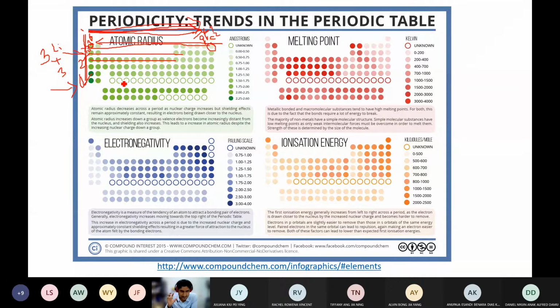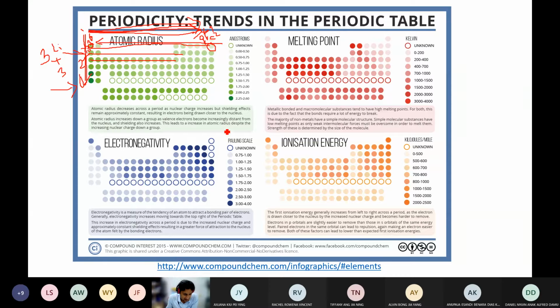Okay, and this characteristic will also explain the electronegativity and ionization energy and so on. So we will talk in a bit about those. Okay, so ionization energy, melting point, I'll come in a bit here.